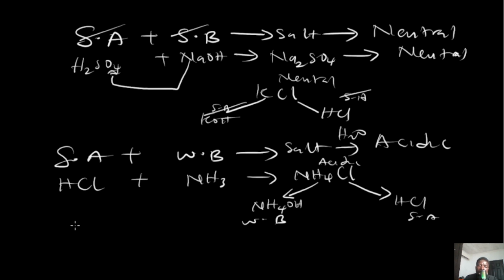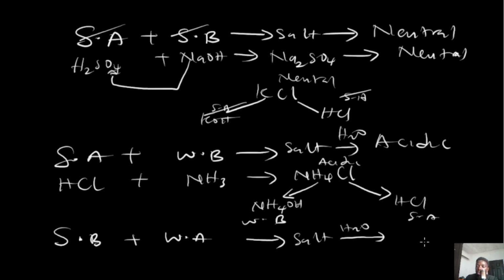Now let's check out another one. If you have a situation where a strong base combines with a weak acid, what is likely going to happen? The salt it is going to give after hydrolysis, because the base is strong, is going to be alkaline. Yes, it's going to be alkaline. So the concept there is that strong base overpowers the weak acid, hence it's going to be alkaline.